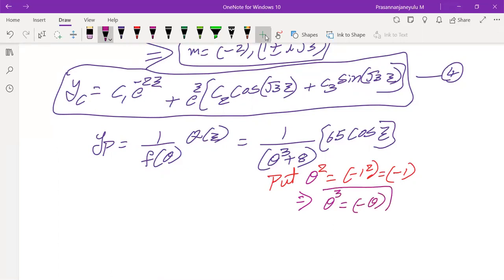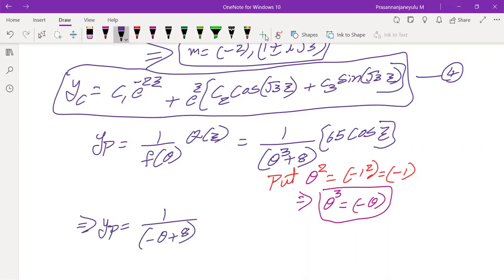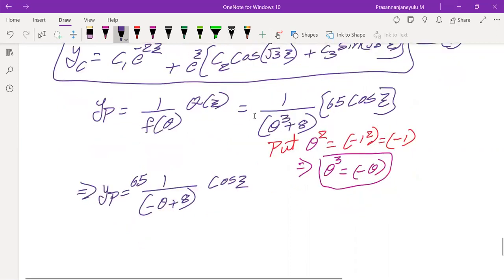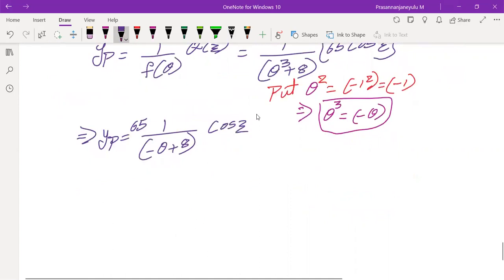These are the things we have to substitute here. If we substitute this, we are going to get yp equals 65 by (8 minus theta), which I can write as a prefactor of cos z. Now we cannot find the solution this way. We cannot go with type 2, but we must go with type 2 only, so because of that, rationalize it. What is the denominator? 8 minus theta.